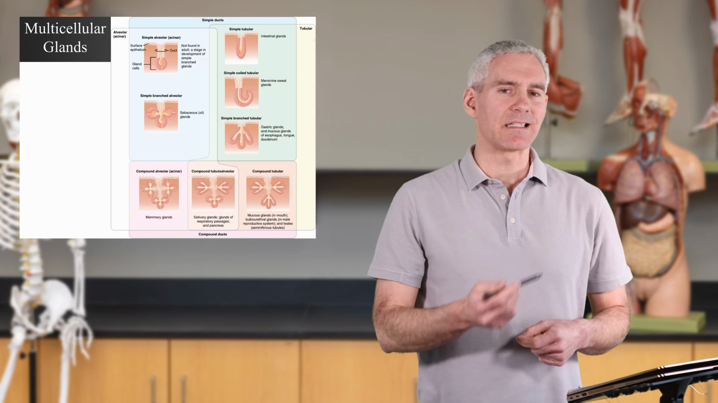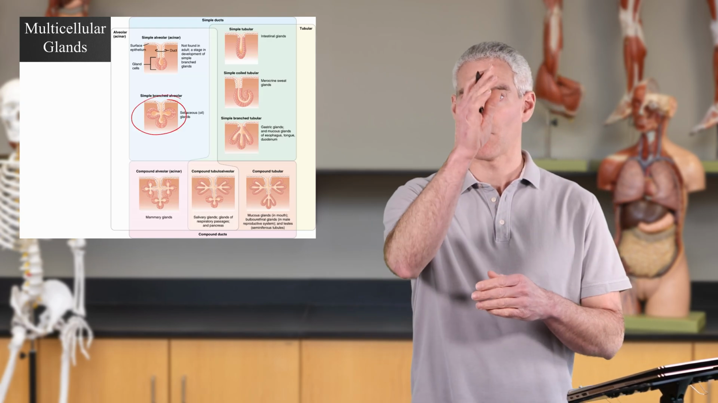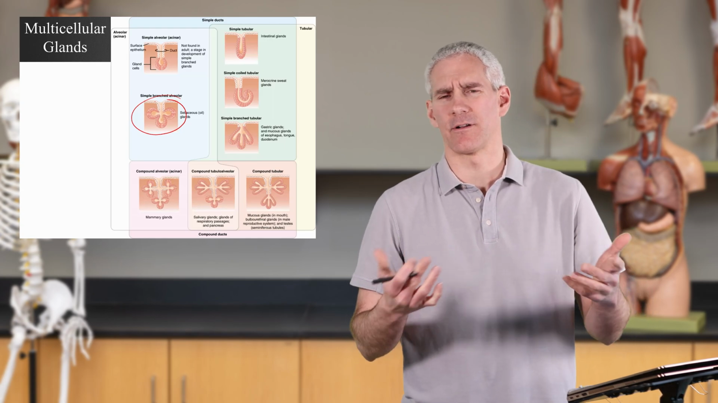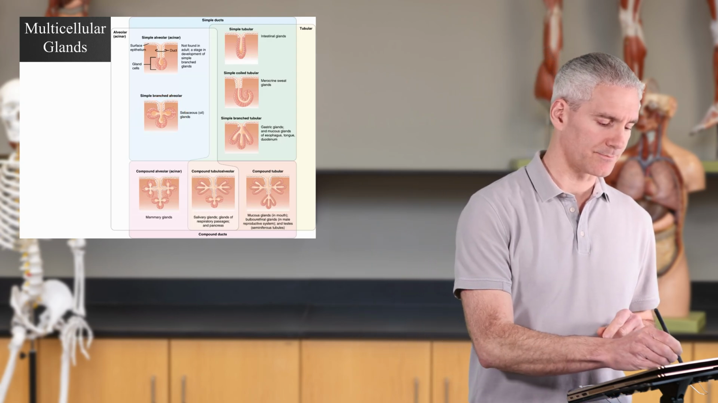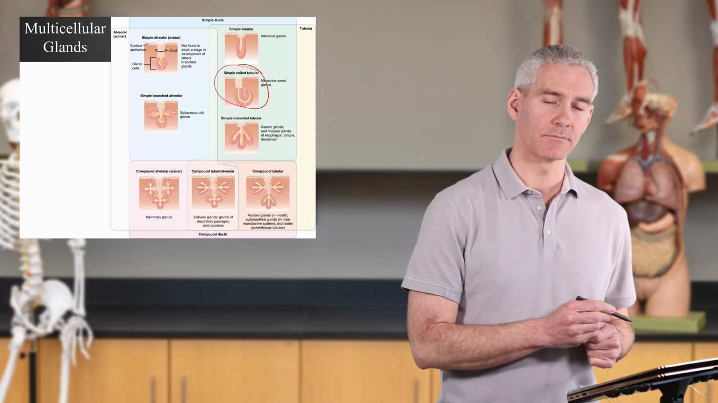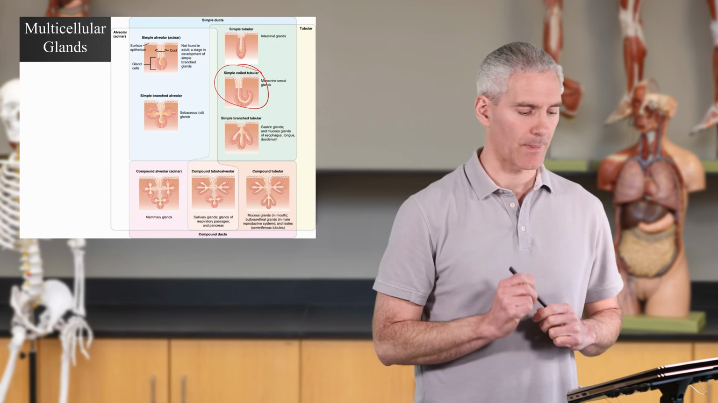Now, if we go to the simple branched alveolar, this one happens to have one inlet, but then 3 branches coming off. You could have 4, could have 5, just the example. In the case of the tubular, we have the simple coiled tubular, which kind of starts to make a spiral. Think of a snail shell and coil around.